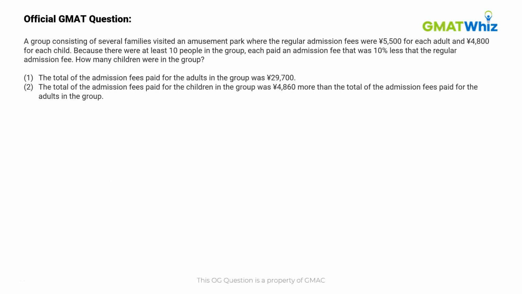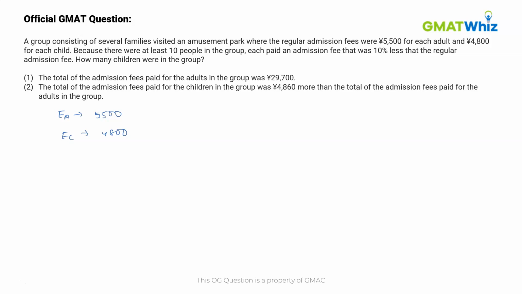In this question, we are given that a group which consisted of several families visited an amusement park, and the regular admission fee was 1,500 yen for an adult. So the entrance fee for an adult was 5,500, and for a child is 4,800. And we are given that there were at least 10 people in the group.